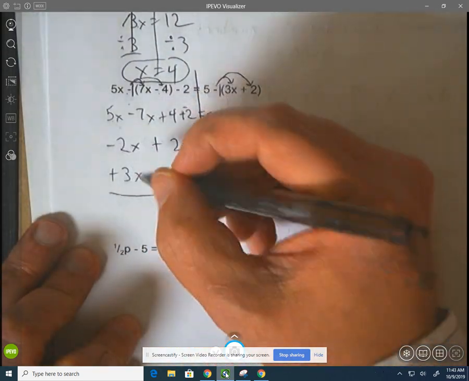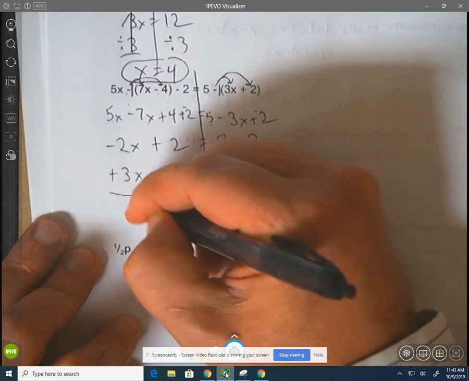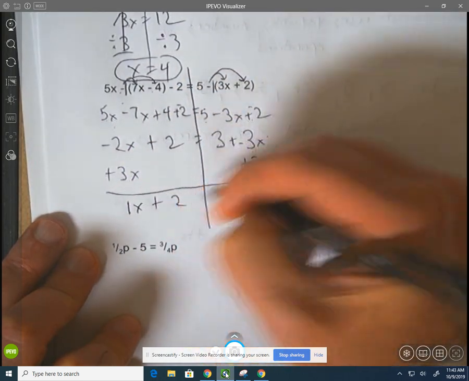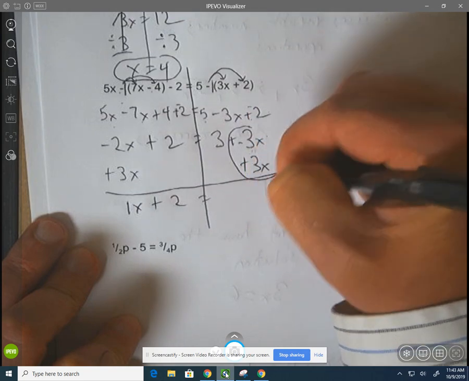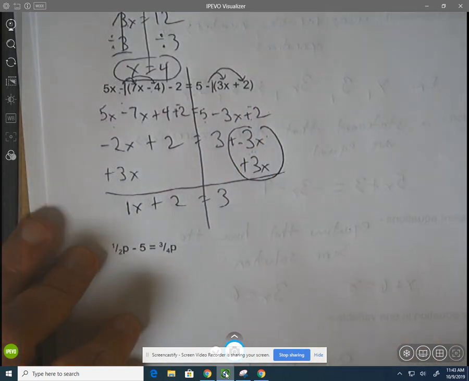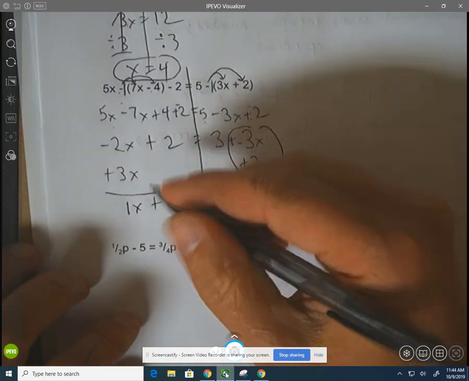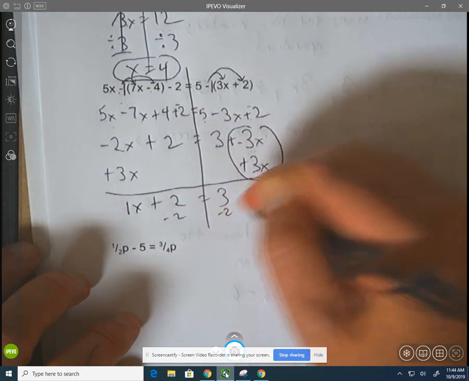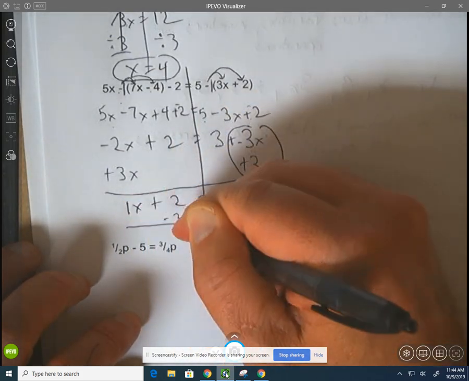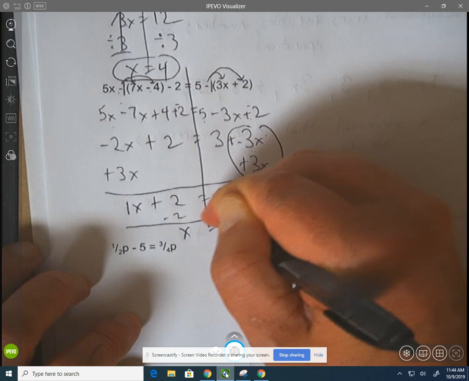So now what we get, negative 2x plus 3x is 1x plus 2 equals, this makes 0. So all I have here is 3. And now this is really just a one-step equation. Subtract 2 from both sides. You could divide by 1 if you want to, but I get x equals 1.